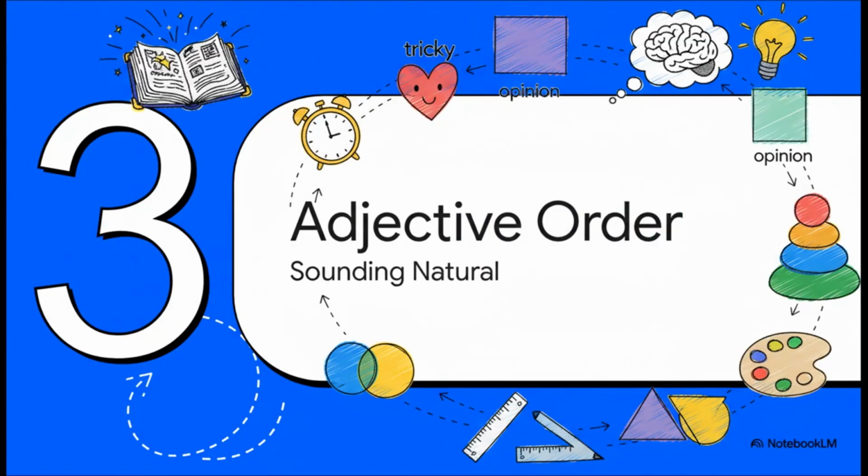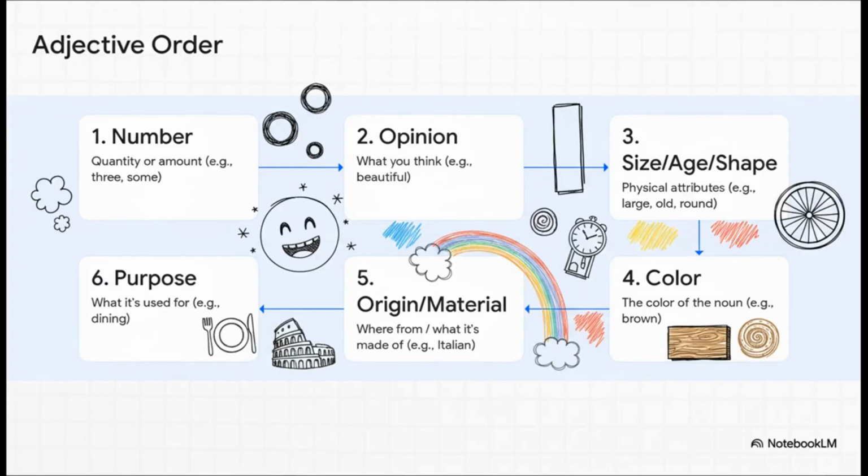Now for something really cool. This is a rule that pretty much every native English speaker follows without even knowing it exists. When you use a bunch of adjectives before a noun, you can't just throw them in any old way. There's a secret, unwritten order that just sounds right. And getting it right is key to sounding natural. And here it is, the secret code.